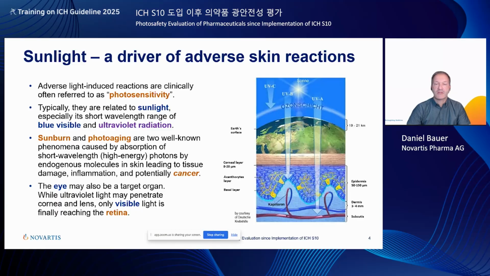And the eye is also a target organ of light. The ultraviolet part is not transmitting through the anterior part, but the visible light is reaching the retina. So the retina is also a very sensitive tissue and could be a target organ of sunlight-induced adverse reactions.